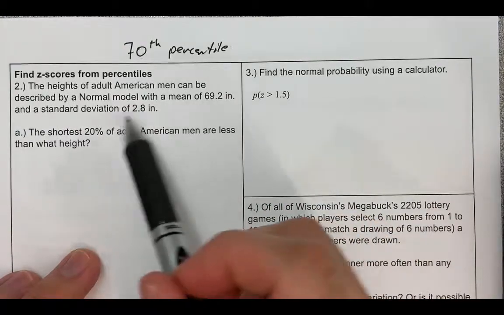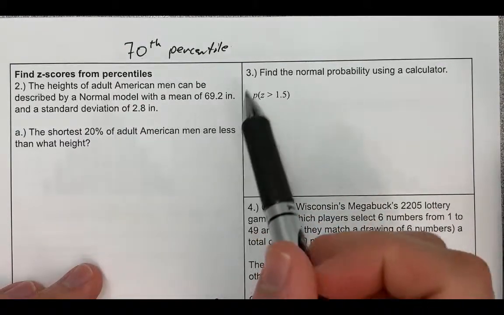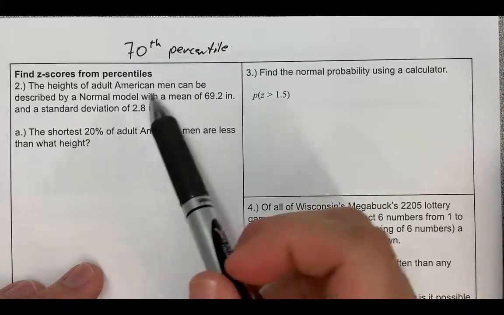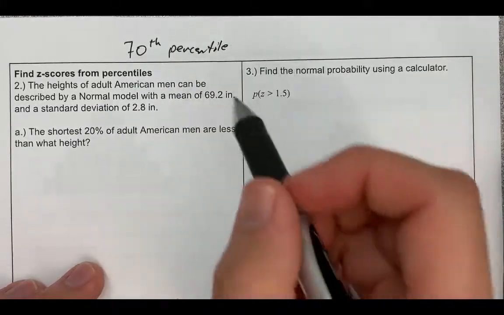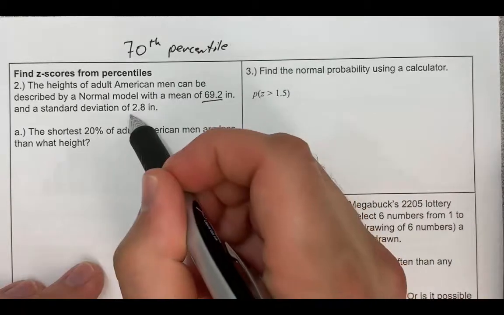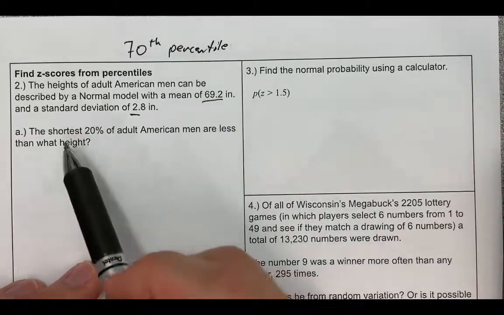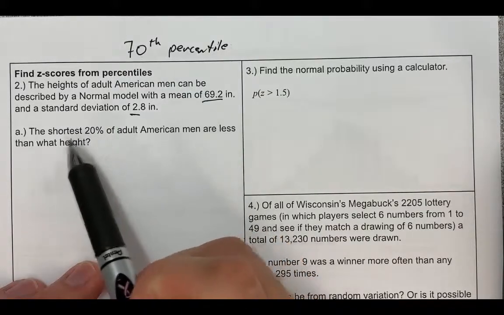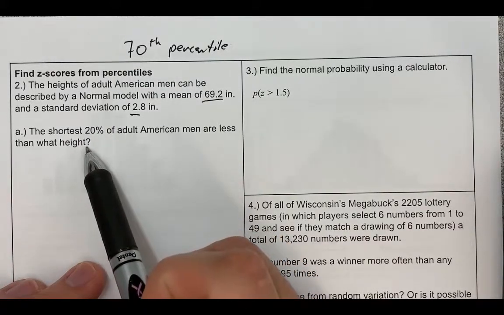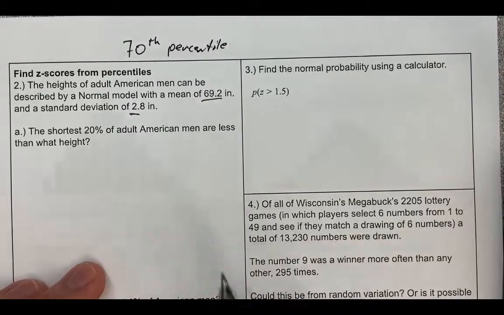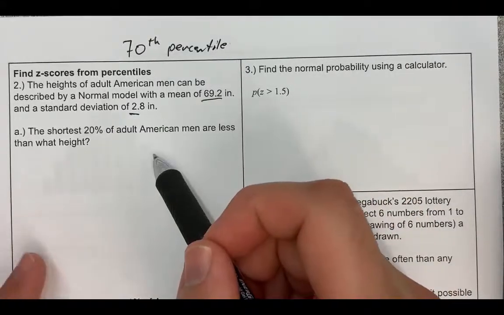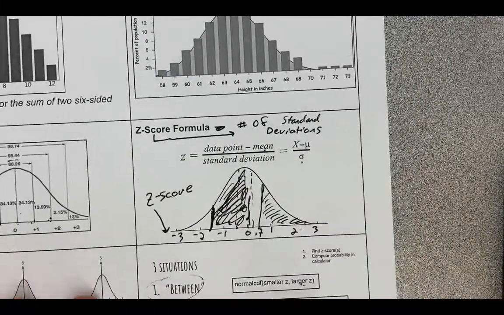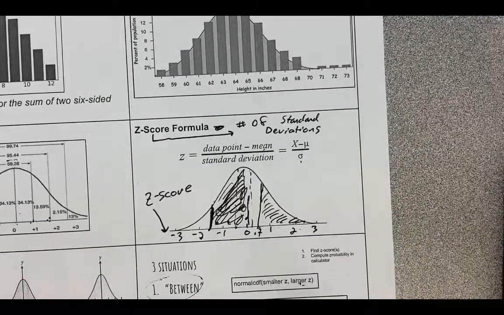Now, what we can do with the normal model is we can work our way backwards from percentile to z-score. So we can answer questions like this. Again, we have the same situation. Mean is 69.2, standard deviation is 2.8. We want to know the shortest 20% of adult American men are less than what height? In other words, if I'm thinking about the normal curve, what is the z-score, or the standard deviations away from the mean, of 20% of the men?